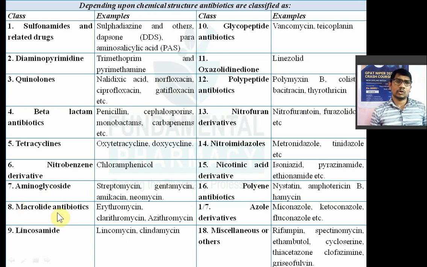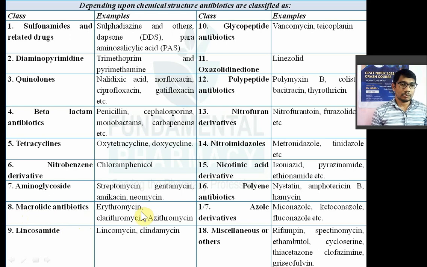Next one, according to the chemical structure, is macrolide antibiotics. In that you will have a large lactone ring. Macro मतलब क्या? Macro मतलब large. Lide मतलब क्या? Lactone. So macrolide means they will have a large lactone ring in their structure.